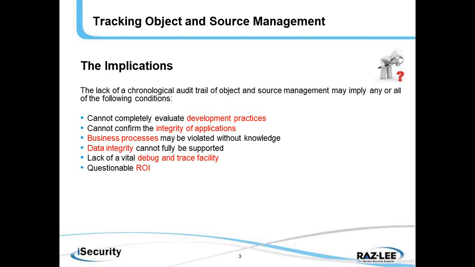Lack of a vital debugging and tracing facility. The fact that you do not have a chronological audit trail with details that are vital for understanding whether or not the applications have the integrity you expect voids you of a debugging and tracing facility. And finally, all of these implications lead to one thing: questionable return on investment in your project lifecycle.